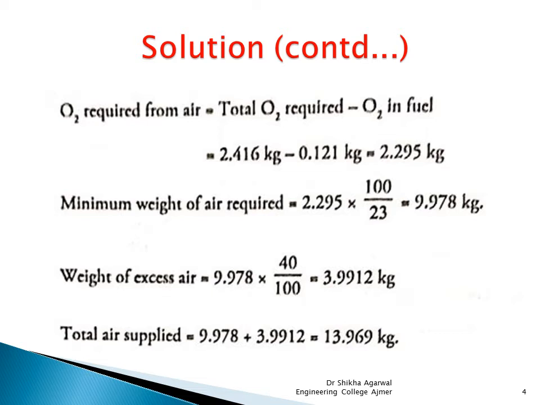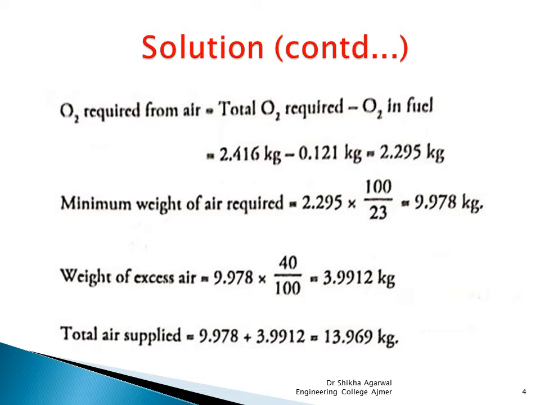So how much air we are supplying? That will be 2.295 into 100 by 23, since air contains 23% oxygen by weight. So that comes out to be 9.978 kg. Now the question says that 40% excess air is supplied. So there are two ways of doing it. One way you can find out 40% of the minimum weight. This is the weight that I have adopted, that is 9.978 into 40 by 100. That comes to 3.9912 kg.